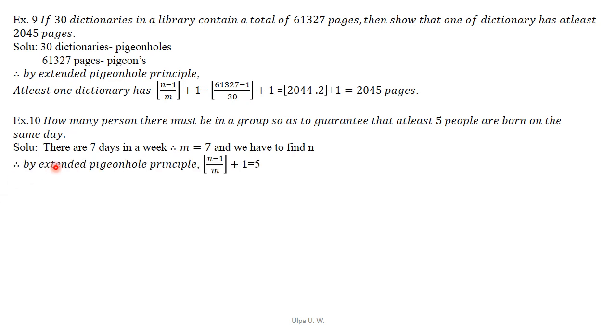So by the extended pigeonhole principle, I have floor of (n minus 1) upon 7, and this value is given as 5. Substituting the value of n over here, I get floor of (n minus 1) upon 7 is equal to 5 minus 1, which is 4, which implies that n minus 1 is equal to 28, or n is 21. So there should be 21 people so as to guarantee that at least 5 people are born on the same day.